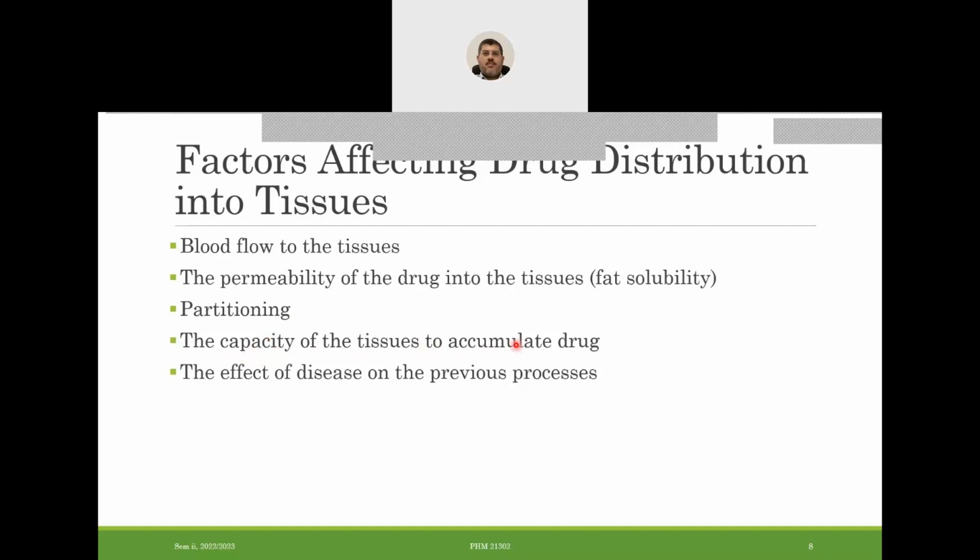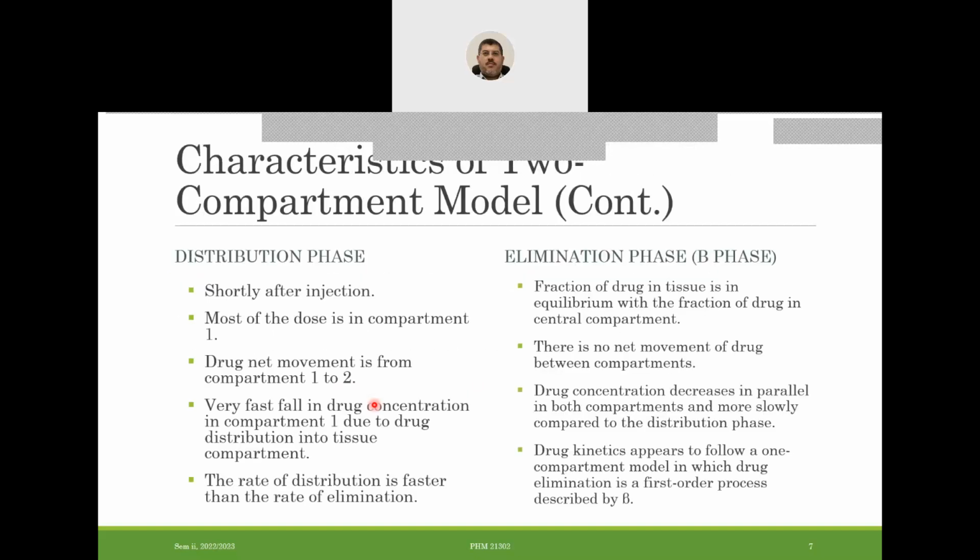Also, the capacity of the tissues to accumulate drug: different tissues have different capacities. That's why when you study drugs, you can find that some are more distributed to the fat, some to adipose tissue, some have higher concentrations in the heart, and so on. They have different affinities to different tissues. Also, the effect of disease on these processes. There is a disease that will, for example, cause edema, and the patient will have more body water, then it will affect the volume of distribution of the hydrophilic drugs. Okay? Obese patients will have more volume of distribution for lipophilic drugs and so on.